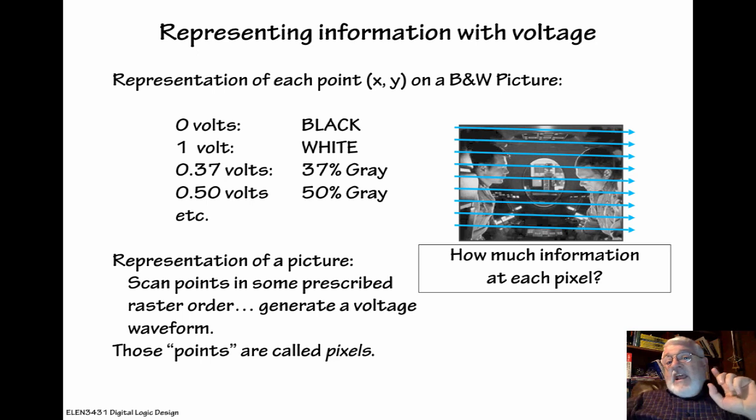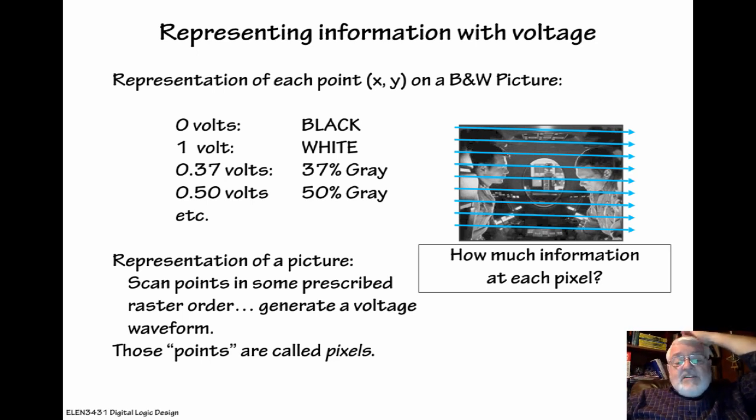Now we're going to talk about a range in between the black and the white. Let's say we have 0.37 volts. Well, we're going to call that 37% gray. So it's sort of dark, but it's not black. And if we have 0.5 volts, that's going to be 50% gray, a gray that's in between the black and the white, and so on, depending on the various values of voltage.